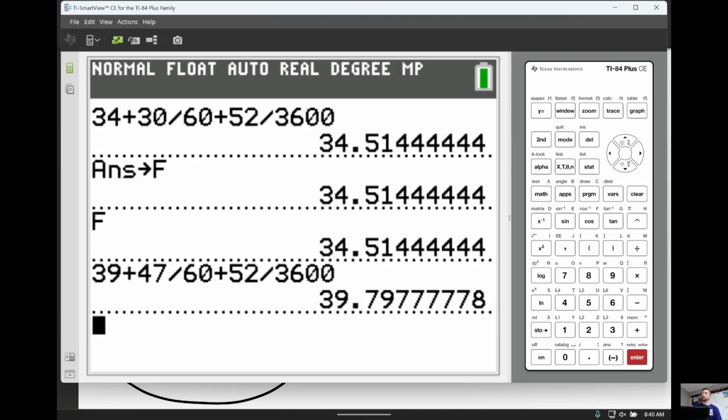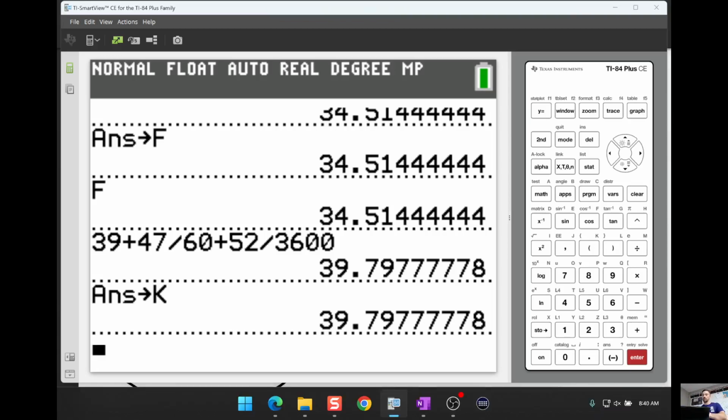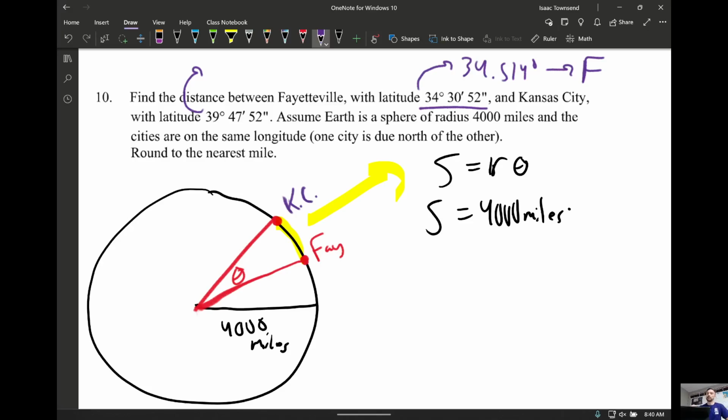All right, I don't want to keep up with all 8 or 9 decimals, so I'm going to store this in for something else. I don't want to store it in for F because it's going to overwrite what I stored in for the Fayetteville angle. I'm going to call it K for Kansas City. Now, anytime I type in K in my calculator, it knows exactly, not close, but exactly what angle I'm talking about. So back on my paper, just for my knowledge here, I'm going to say, well, it's about 39.798 degrees, but I stored that in for K.